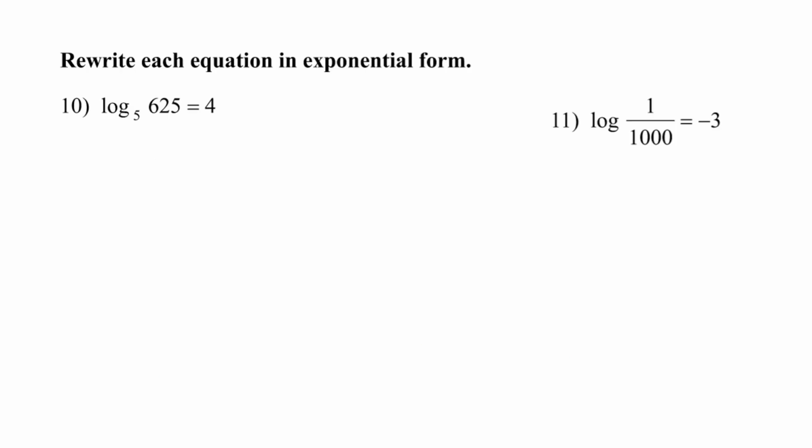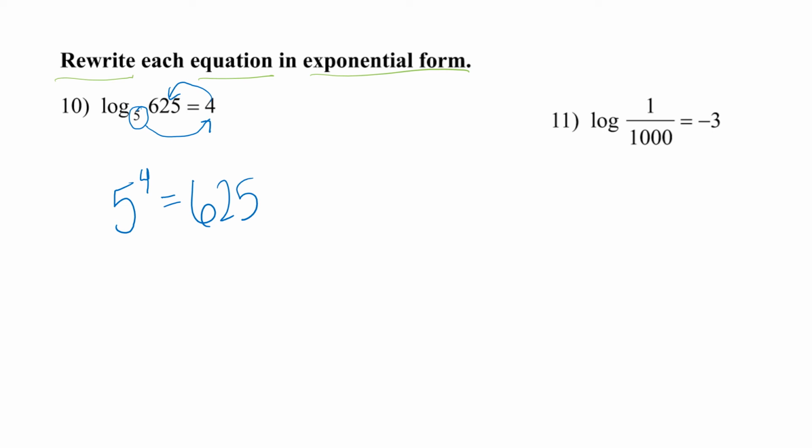Okay, let's do some examples here. These are kind of your homework problems. So we're going to do a couple, and then you're going to do a couple. For number 10 and 11 and 12 and 13, the problem is to rewrite each equation in exponential form. So there's no evaluating here. All you're doing is changing a log into an exponential form. So here you go. Log base 5 of 625 equals 4. So 5 to the 4th equals 625.